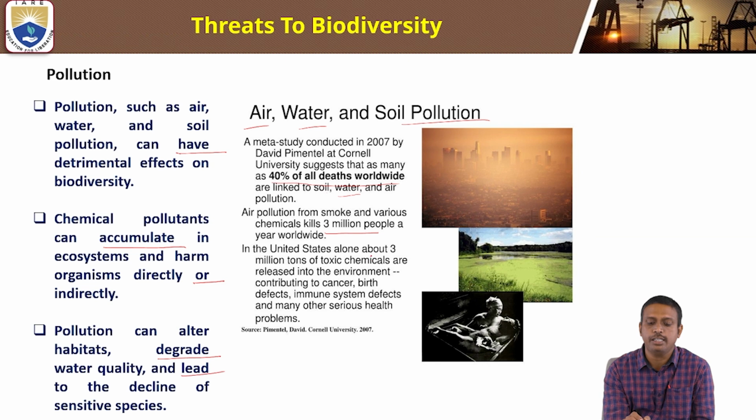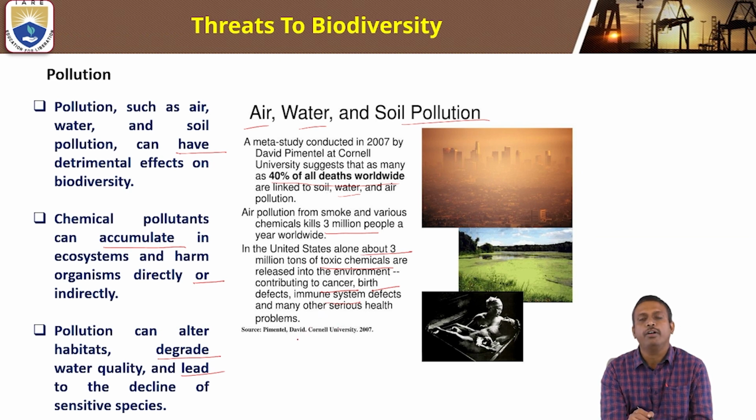In the United States alone, about 3 million tons of toxic chemicals are released into the environment, contributing to cancer, birth defects, immune system defects, and many other serious health problems. All these are threats to biodiversity, that is pollution.